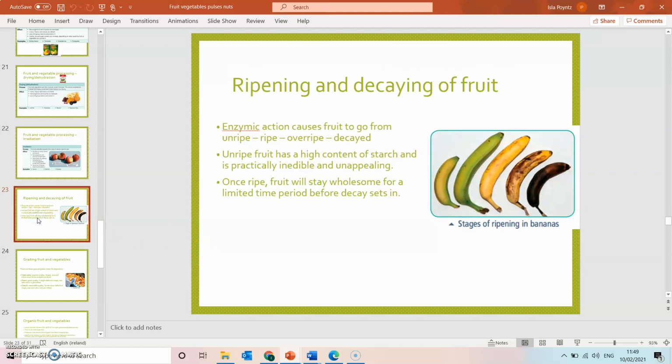Now, ripening, we'll just have a quick look at. So, enzymic action. Fruit goes from underripe, like a green banana, to ripe, yellow, to overripe, yellow with black parts, and decayed, black. Unripe fruit has a high content of starch, and it is practically inedible and unappealing because it's hard and it's not sweet. But once ripe, fruit will stay wholesome for a limited time before decay sets in. So the starch converts to sugar. The starch converts to fructose, and then the fruit softens as well, and it's worth noting that. Note that the flavour changes, starch converts to sugar, and note that the texture changes as the fruit softens upon ripening.